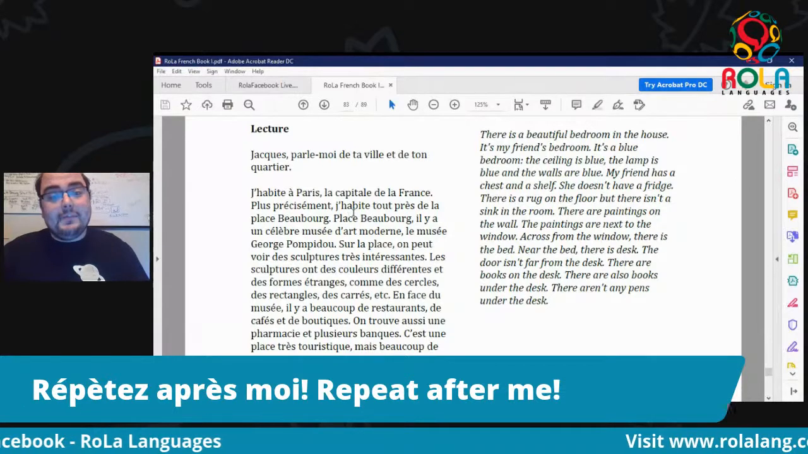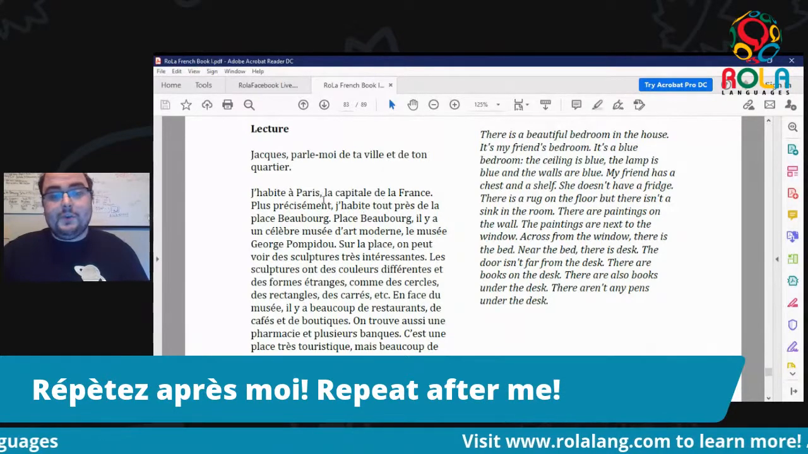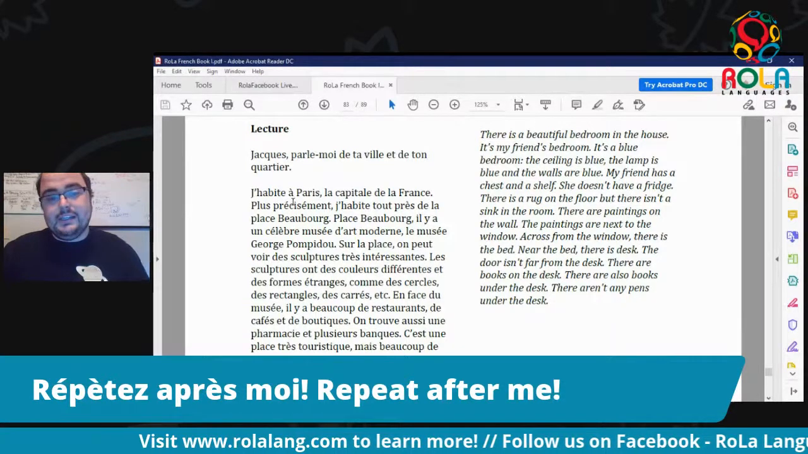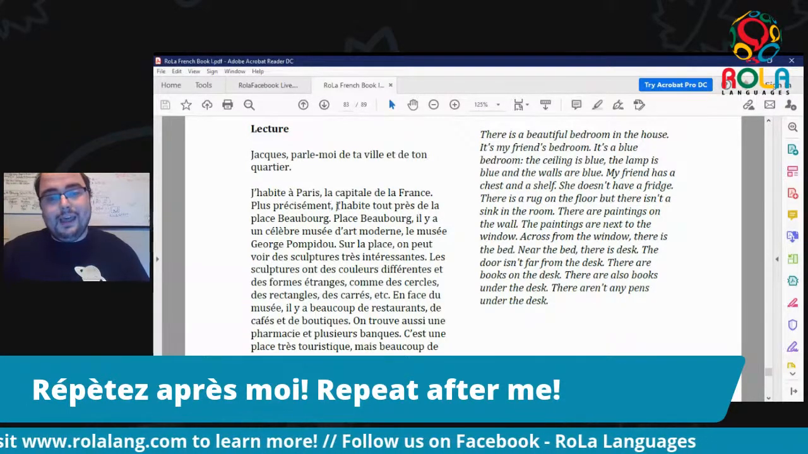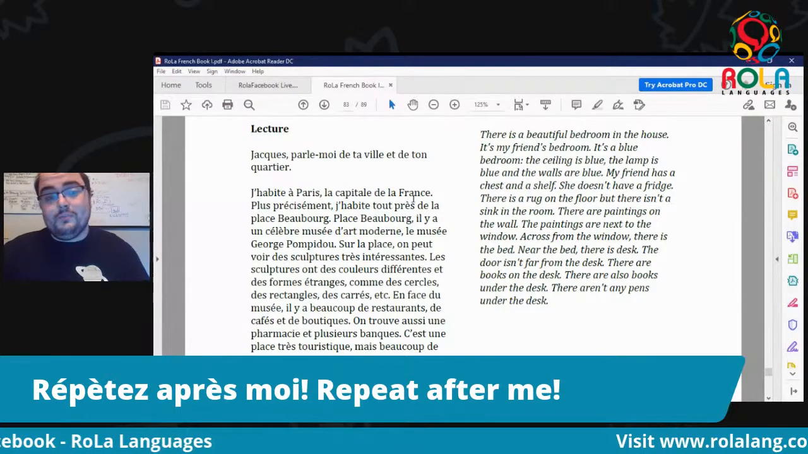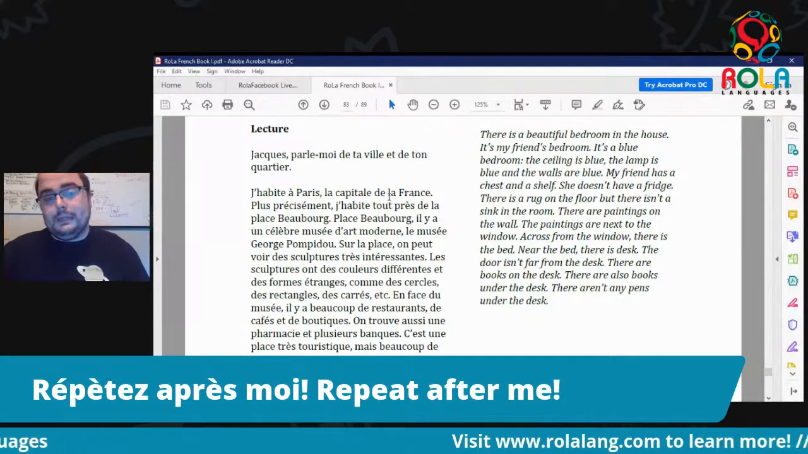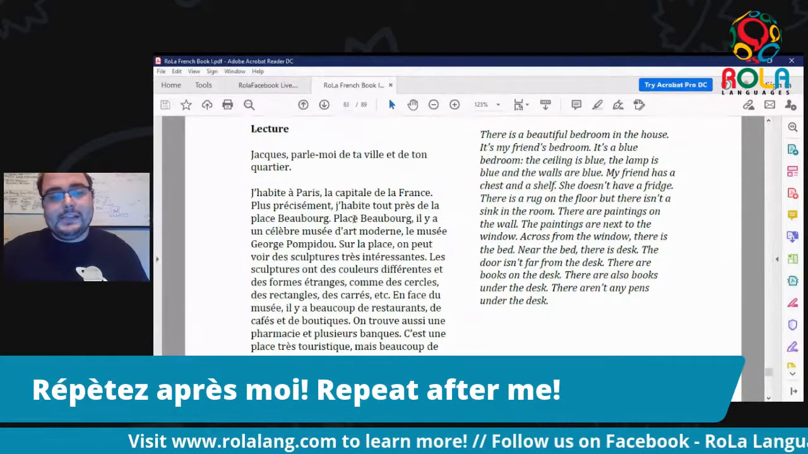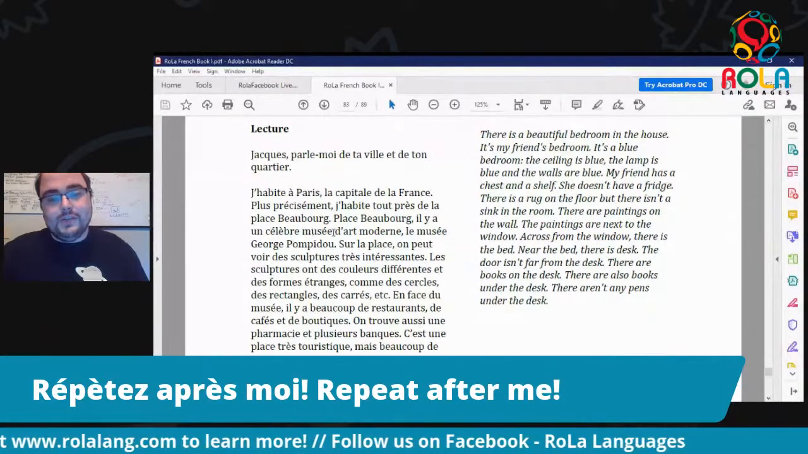La capitale de la France. The capital of France. Plus précisément, more precisely, j'habite tout près de la place Beaubourg. I live more closely to the Beaubourg place, basically. Place Beaubourg, il y a un célèbre musée d'art moderne.